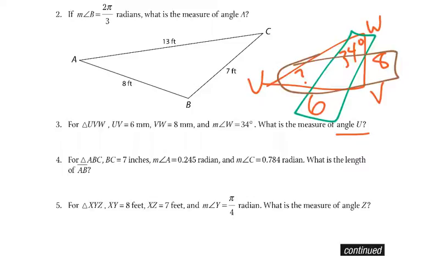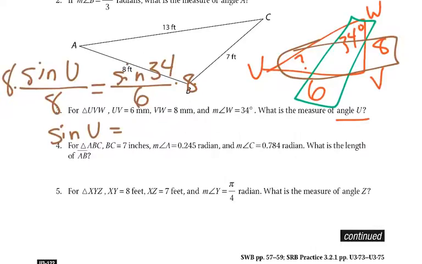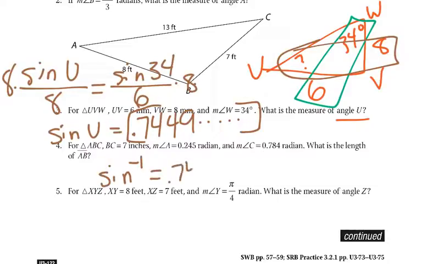So we're doing it like number 2. So we'd go the sine of angle U over 8 equals the sine of 34 over 6. So I'd times both sides by 8, and I'd get the sine of U equals 8 times sine of 34 divided by 6. So I use my calculator for that. That gives me about 0.7449 something something something. Okay, using that in the calculator, because I hate to round too early, now I have to take the inverse sine of that to get what U is equal to.